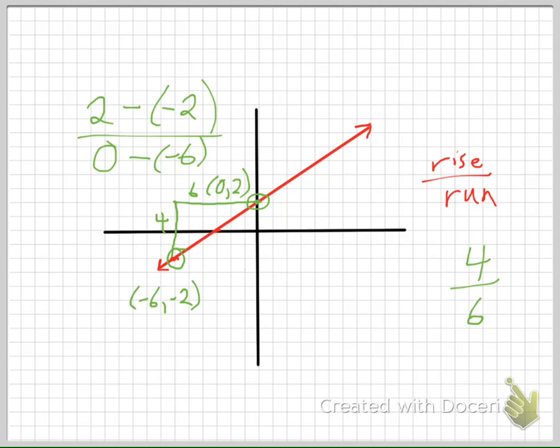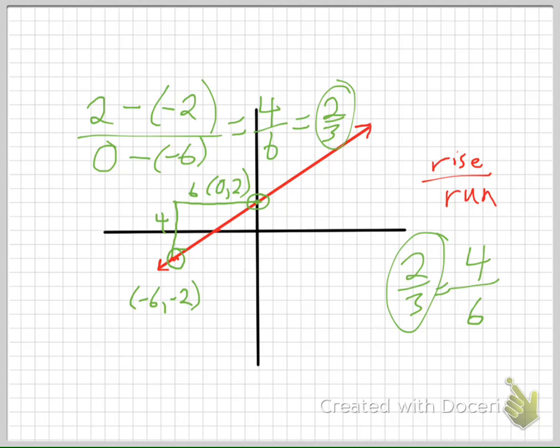So, since slope is rise over run, I get a rise of 4 over a run of 6, which is 2/3. So the slope of this is 2/3. Now if we look, if we did it using the points, what's 2 minus negative 2? 4. What's 0 minus negative 6? 6. And I get 4/6, which is also 2/3. So either way will work.